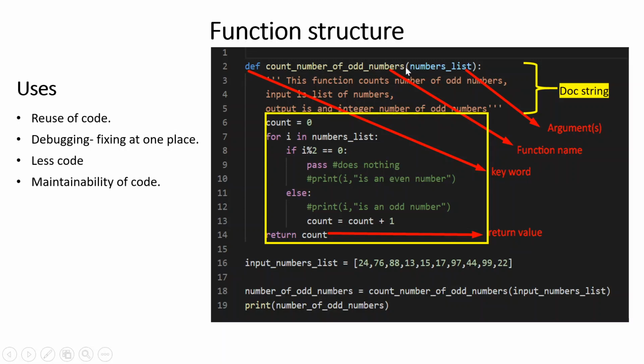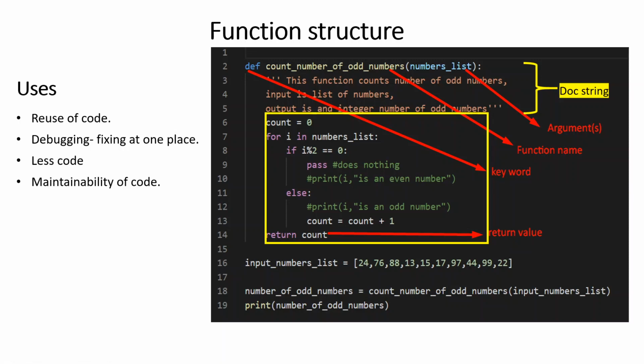A function is nothing but a name, followed by def, which means I am going to define a function. If it is followed by braces, that means it is taking input variables, which are also called arguments. This is the function name, and this is the keyword, and the whole thing is logic, and you can return something, or you can choose not to return anything.